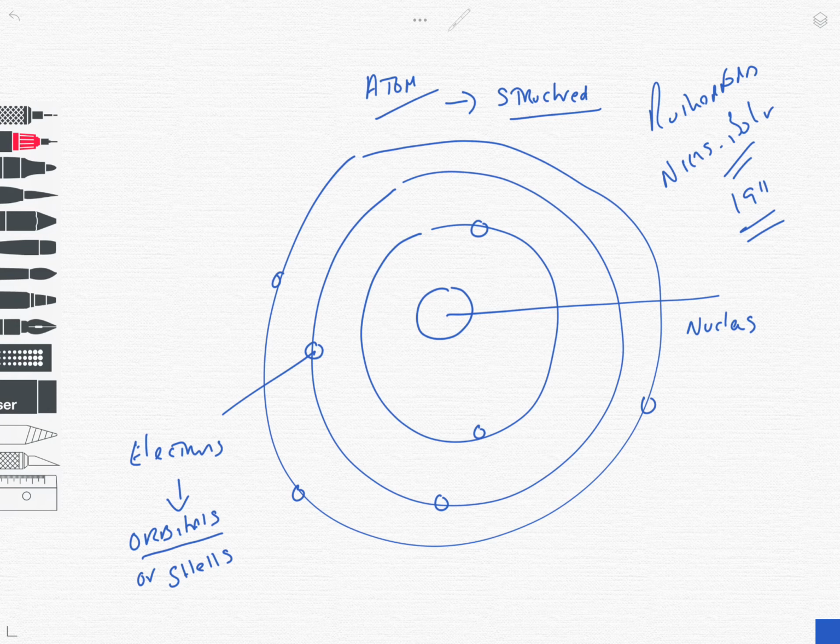Orbitals is the more correct word for describing the pathway of electrons around the nucleus, but you will often hear the term shell or even orbit. Okay, so the nucleus in the center is made up of neutrons and protons. Protons have a positive charge, electrons have a negative charge, and neutrons are neutral.